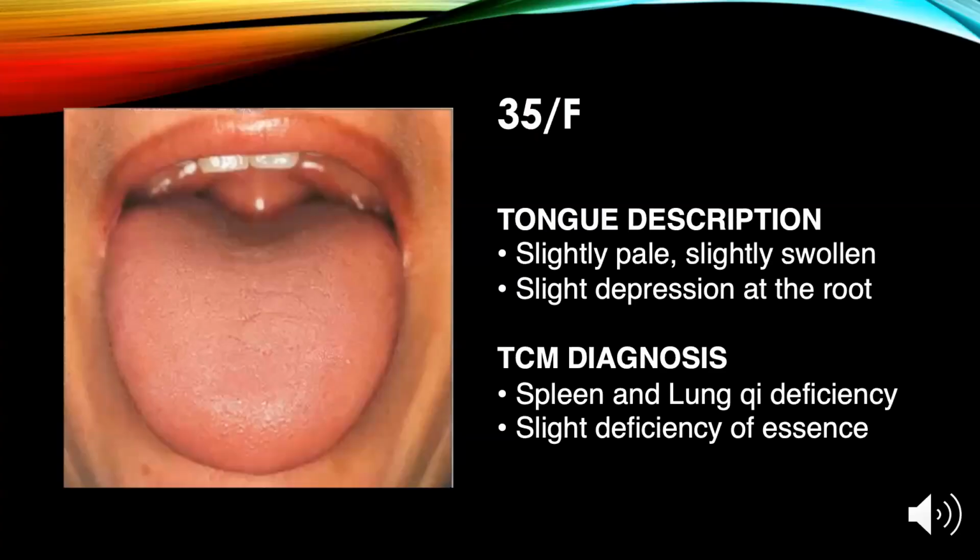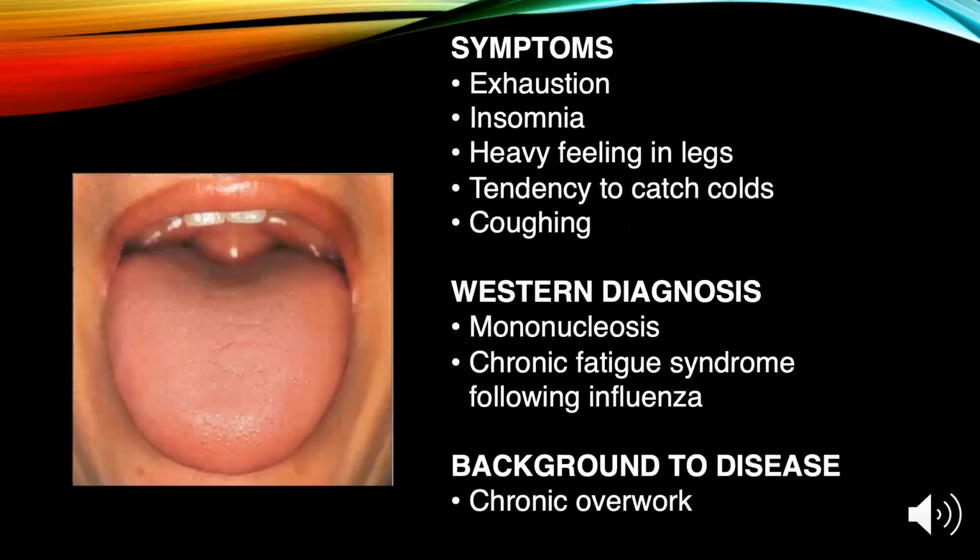Let's start with the first case, a 35-year-old female. Tongue is described as slightly pale, slightly swollen, slight depression at the root. TCM diagnosis: spleen and lung qi deficiency, slight deficiency of essence. Symptoms include exhaustion, insomnia, heavy feeling in the legs, tendency to catch colds, and coughing. Western diagnosis: mononucleosis, chronic fatigue syndrome following influenza. Background to disease is chronic overwork.